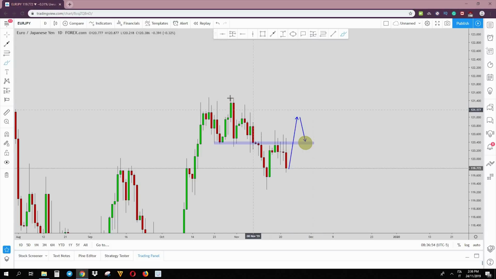Now, what about the target? The target is pretty simple. This will be the previous weekly leg. If you go back to the weekly time frame, this will be the previous leg, so basically the retracement leg. We have seen it before.